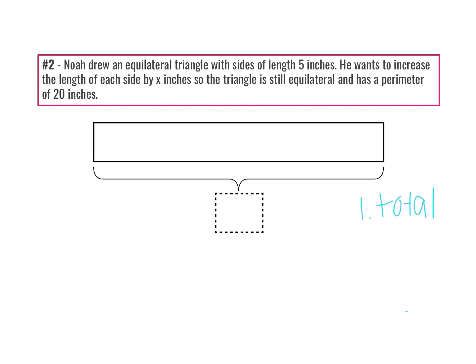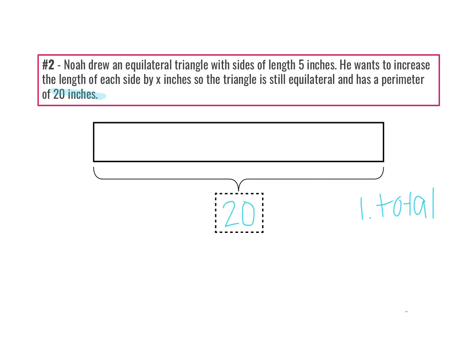Okay, so Noah drew an equilateral triangle with side lengths of 5 inches. He wants to increase the length of each side by x inches, so the triangle is still equilateral and has a perimeter of 20 inches. So this right here is our total.